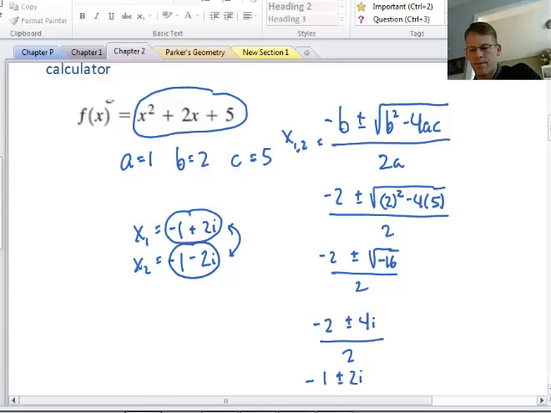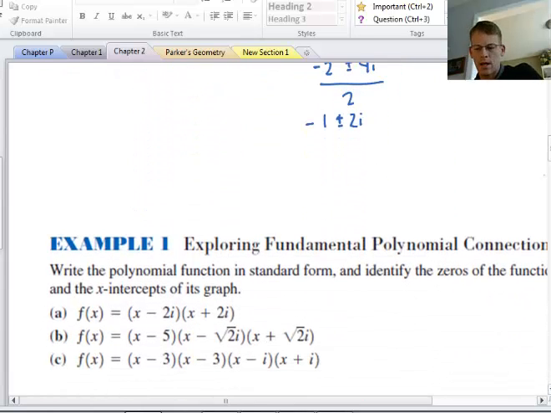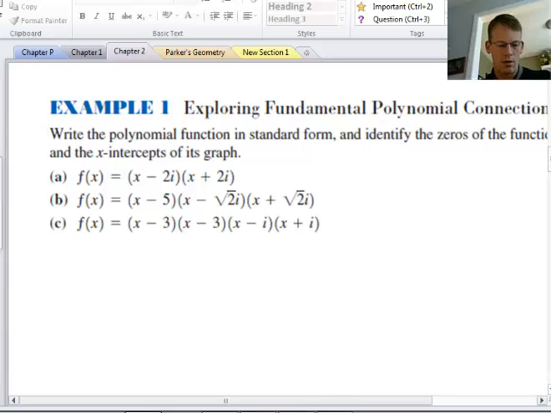So let's look at our next example. In this example, they say to write the polynomial function in standard form, identify the zeros of the function and the x-intercepts of its graph.